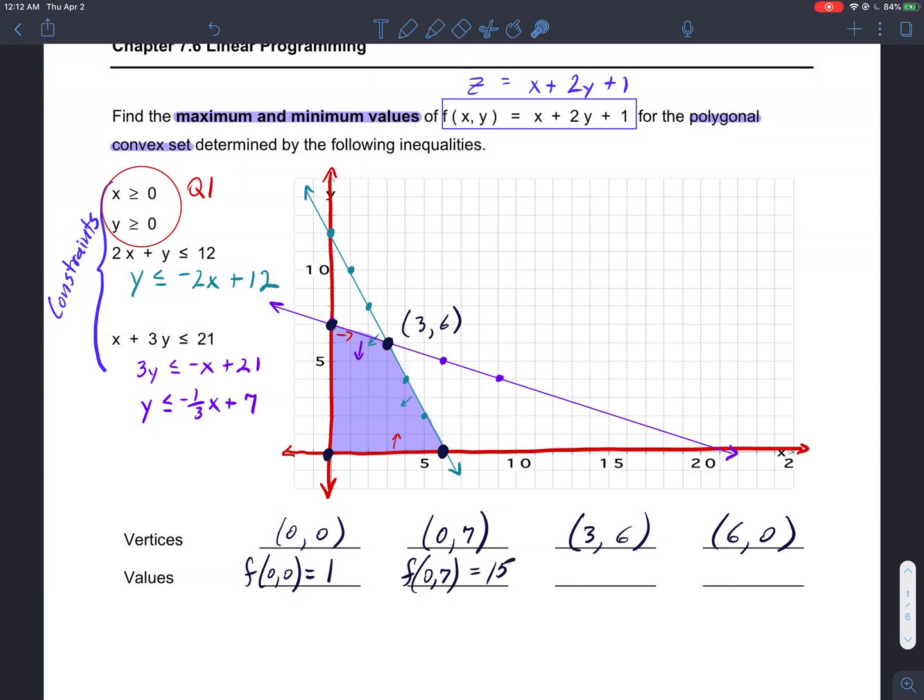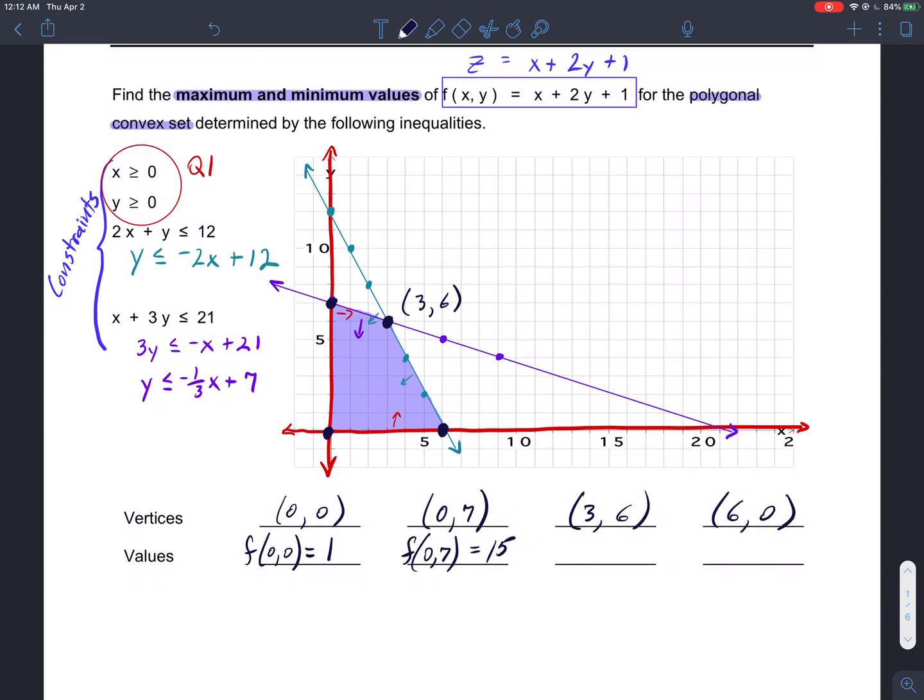If I put 3 and 6 in here, maybe you have to go off and do a little bit of scratch work calculation. That's fine. F of 3, 6 is x is 3, and 2 times 6 plus 1. 2 times 6 is 12, plus 3 is 15, plus 1 more is 16. So this value is 16. And of course, if I put 6, 0 in, x is 6, y is 0, 6 plus 1 is 7. So this last one gives me 7.